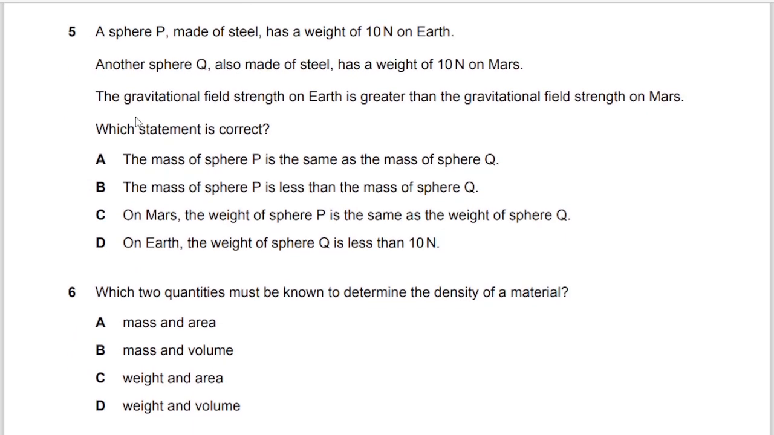Question number 5 says we have a sphere P made of steel which has a weight of 10 Newton on Earth. Another sphere Q, also made of steel, has a weight 10 Newton on Mars. So the planets are different. Weights are same, but the planets are different. The gravitational field strength on Earth is greater than the gravitational field strength on Mars. Which statement is correct? Because the gravitational field strengths are different on Earth and Mars, the masses cannot be same. So this is wrong. The mass of sphere P is less than the mass of sphere Q. Yes, mass would have been less because its gravitational field strength is more. So the correct option is B.